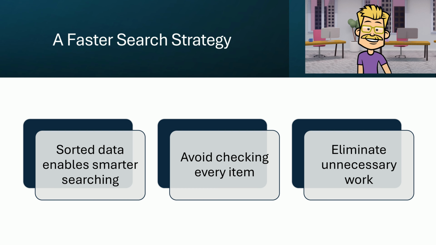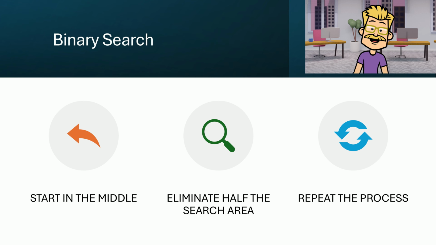Now let's look at a faster approach. Imagine the cards are already sorted. Instead of checking every card, you go directly to the middle. If the number is larger, you ignore the left half. If the number is smaller, you ignore the right half. You keep repeating this process. This is called binary search. Instead of checking every card, you eliminate half of the remaining cards each step.